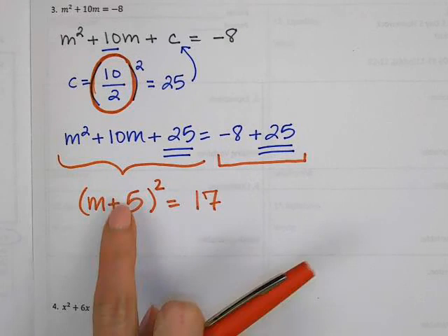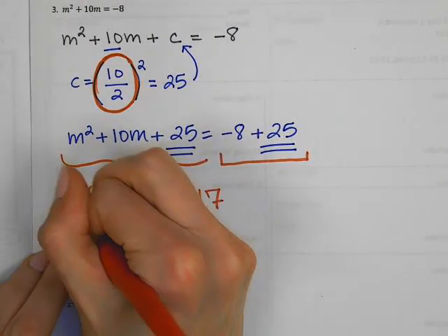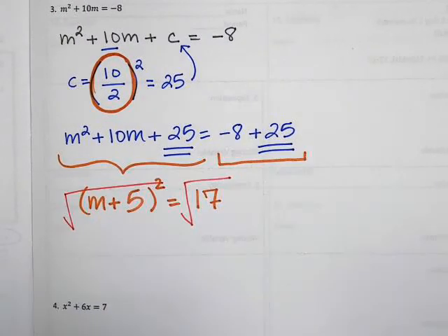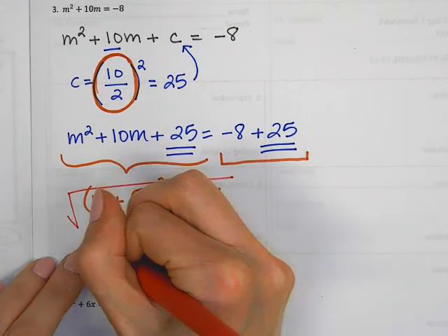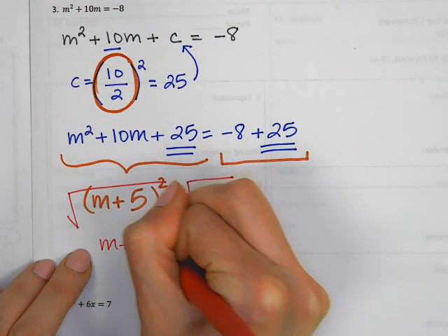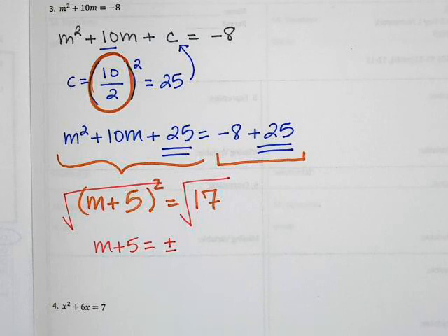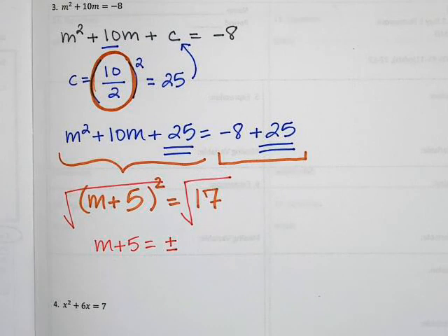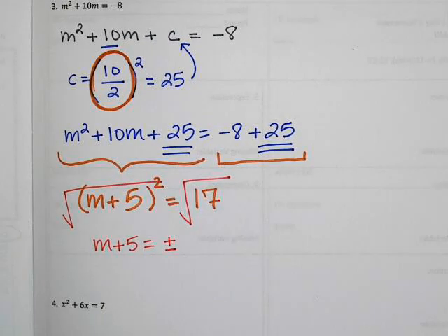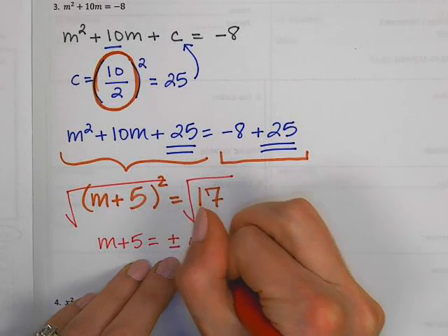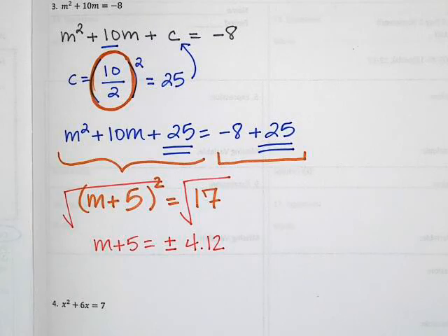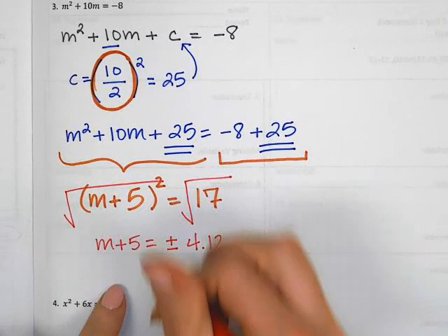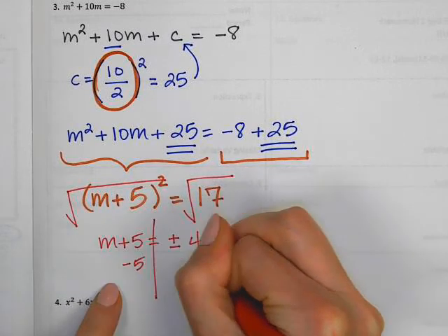If you have something squared equals a number, we square root both sides. And you're left with m plus 5 equals, don't forget plus or minus, the square root of 17, which is 4.12. And then one more step. To get m, you just have to subtract 5.